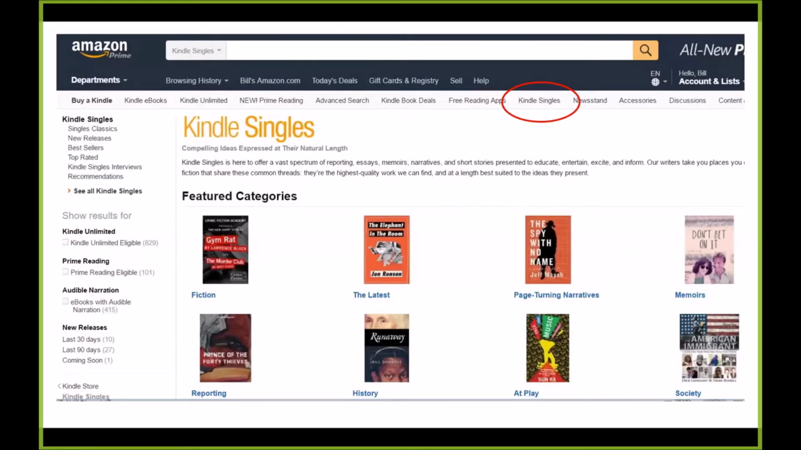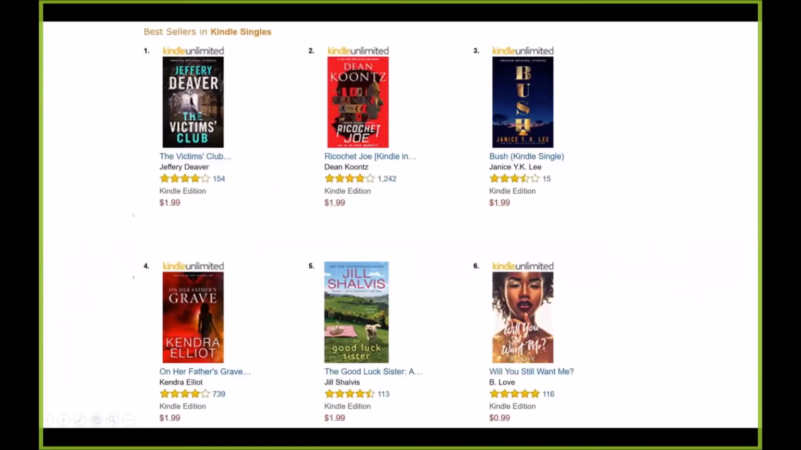But are they popular? Well, here's two very popular authors, Jeffrey Deaver and Dean Koontz. They're number 1 and 2 on Kindle Singles right now. They're all $1.99, $1.99. This one's 99 cents. And I've actually read this in about 45 minutes. It's a quick read. It's like a chapter of a book. Very popular. But how popular is it? Can these authors really make money selling them for $2 and only getting a portion of that?